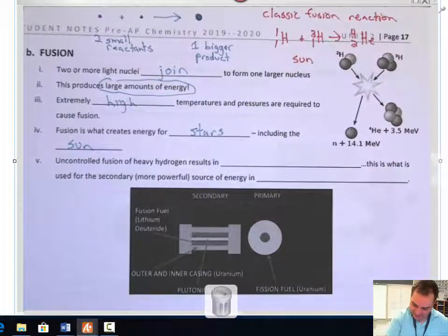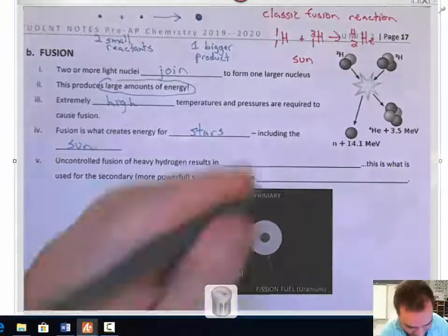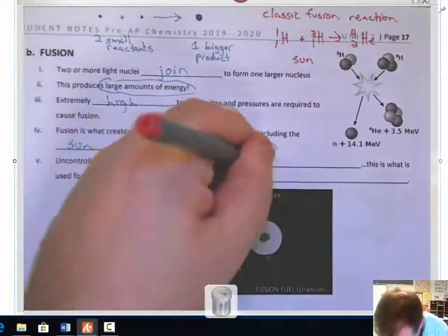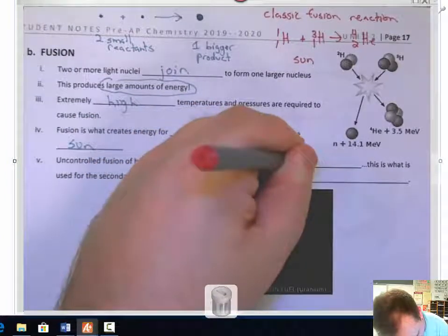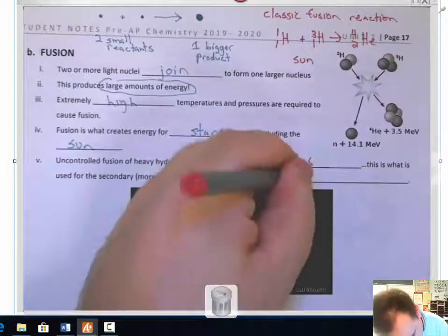If you get an uncontrolled fusion reaction from hydrogen, this is how you make explosions, and eventually you can have the hydrogen bomb.